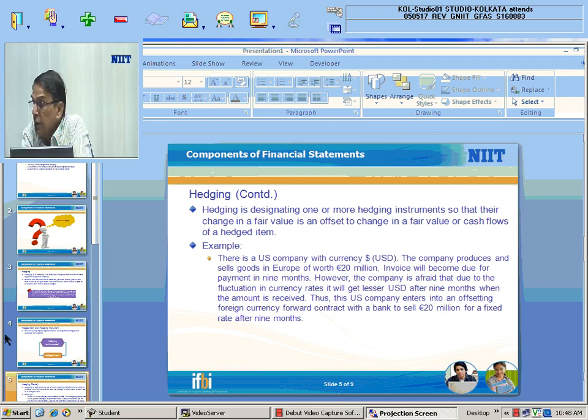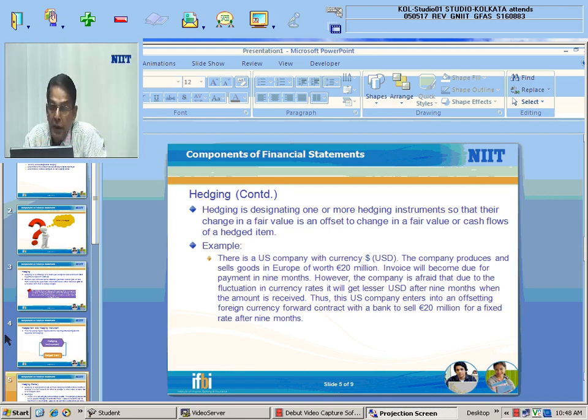Because the amount will be received in euro, 20 million will be received after 9 months, and it has to be converted into US dollar. The company is afraid that due to fluctuation in the currency rates, it will receive fewer US dollars when the amount is received. So it is exposed to a risk. Thus it's a cash flow risk. Thus this US company enters into an offsetting foreign currency forward contract with a bank to sell 20 million euro for a fixed rate after 9 months.